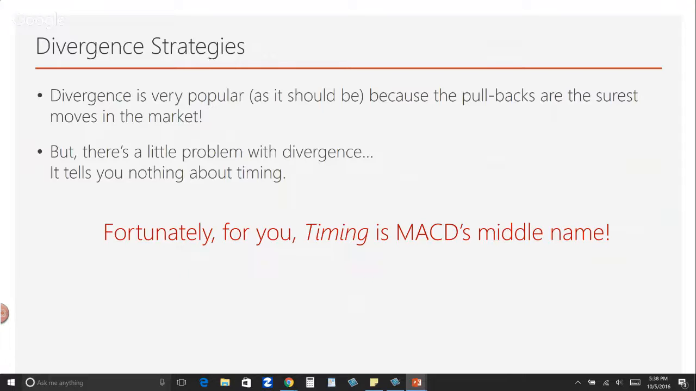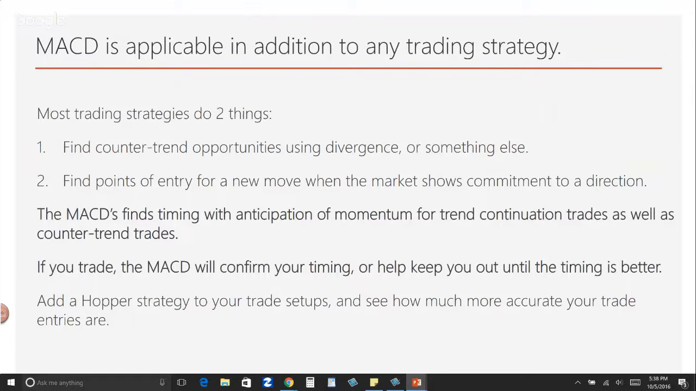And there's a little problem with divergence, and that is that it tells you nothing about timing. And there are a ton of divergence strategies out there, and maybe you trade one. So fortunately for you and for me, timing is the MACD's middle name. And the thing that divergence is weak in, the MACD happens to be very strong in.